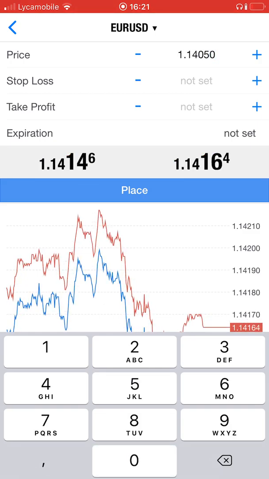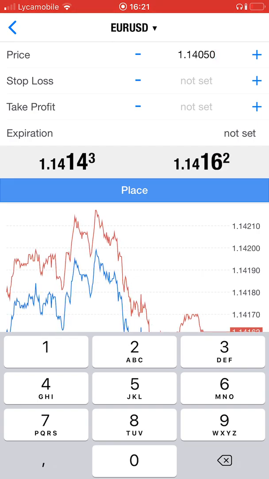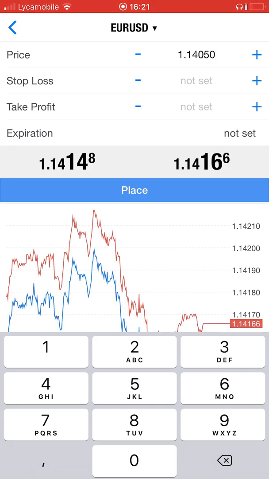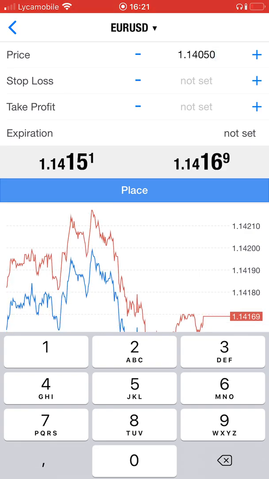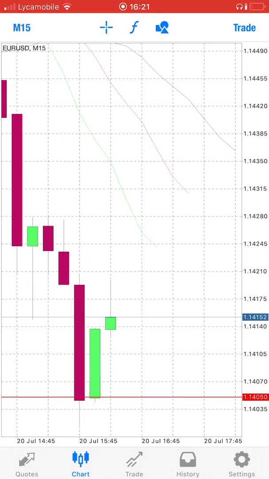Now you have place. When your number is not accurate, this sign on blue written boldly place will not show. So now, which means our entry is correct. Then you click on this place. Now we are in market. All right, we are in market.